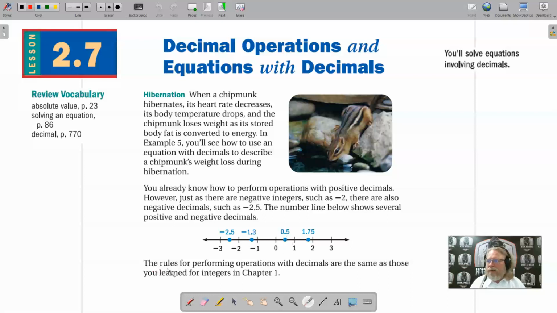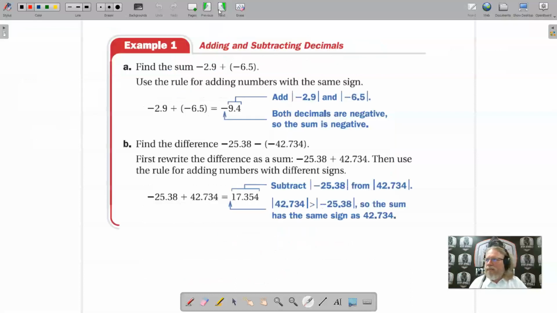There we go. So the rules for performing operations with decimals are the same as you learned for integers in chapter 1. Whenever we're adding or subtracting decimals, we pretty much do it the same way as whenever we're adding or subtracting integers. Here it says to find the sum of -2.9 and -6.5. Well, we are adding, so the rule for adding is that if they have the same sign, then we go ahead and add them together, and we end up with 9.4. And since the sign for both of these is negative, that means the sum is going to get more negative, and so we still have a negative sign here.